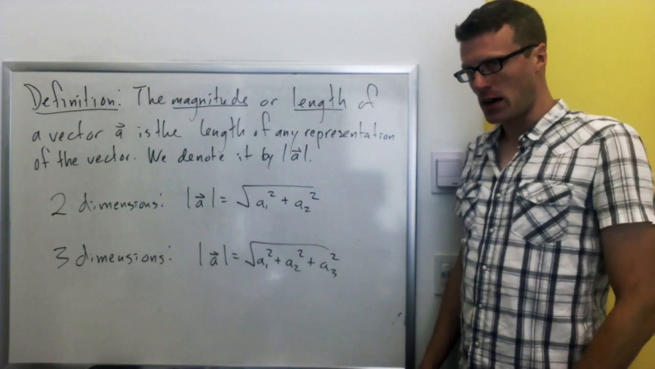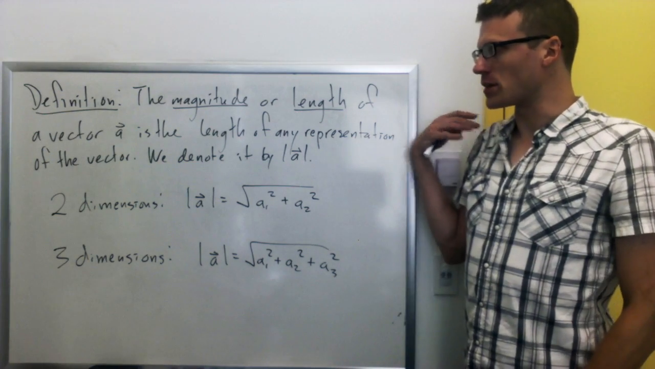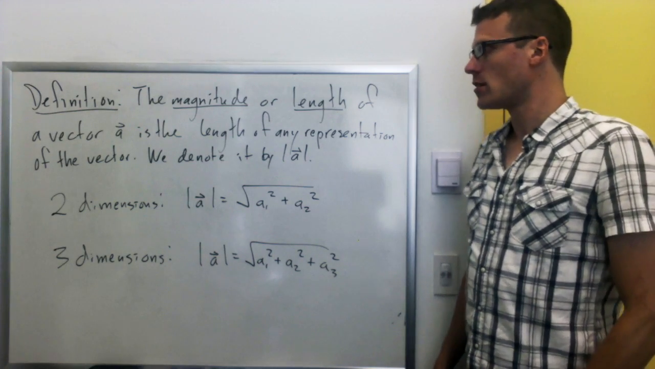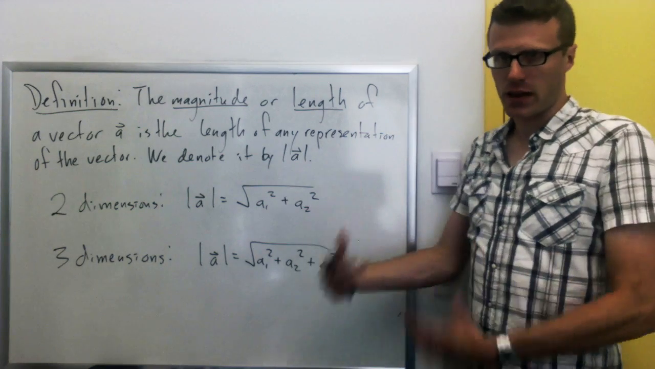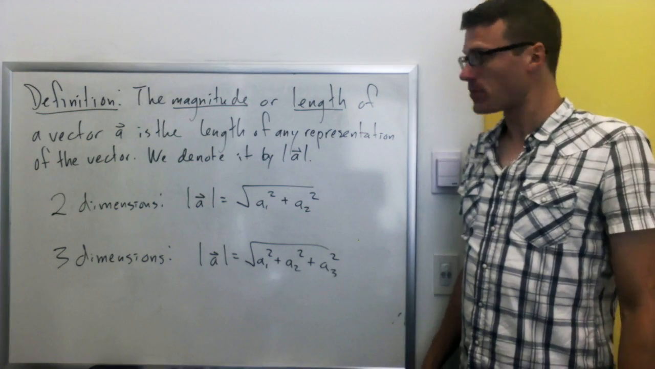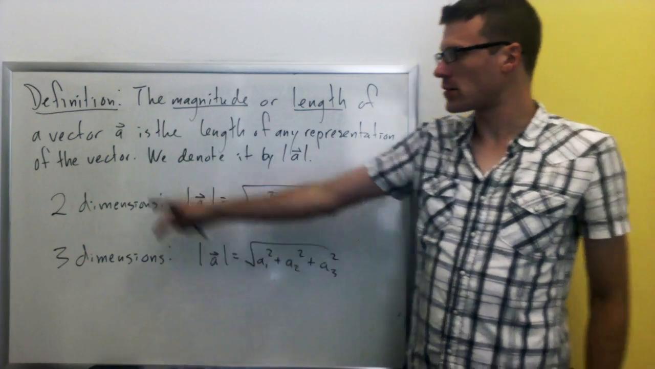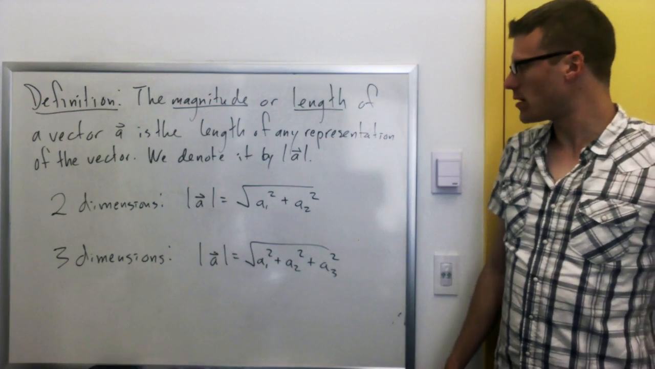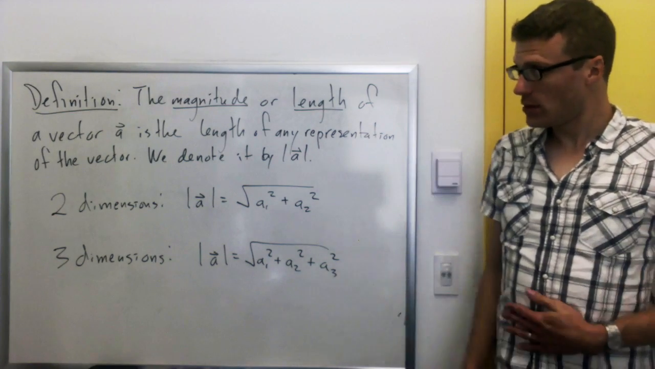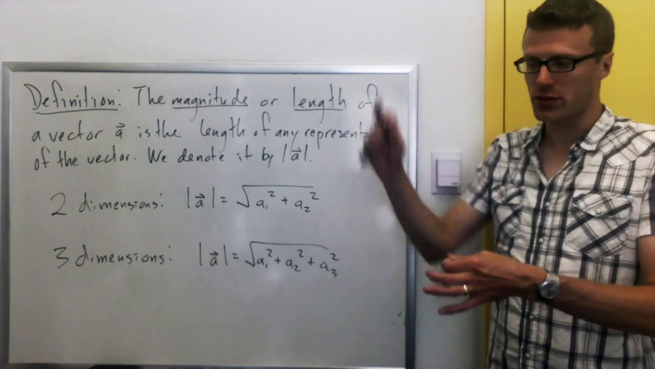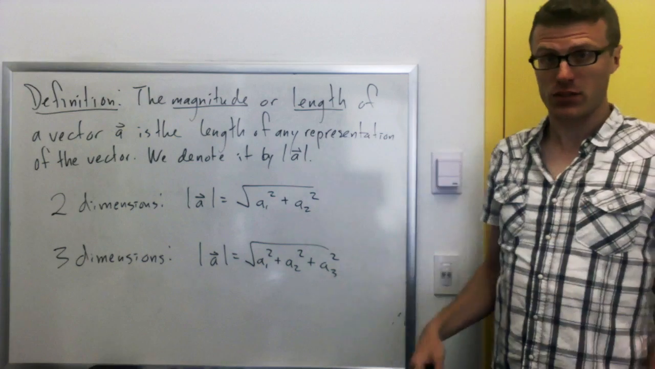I originally defined a vector as a quantity that has a magnitude and a direction, but I didn't really define what magnitude or direction mean. Well, now that we have a real coordinate-based way of talking about vectors, we can actually define what the magnitude is. So the magnitude or length of a vector A is really just the length of any representation of the vector. So take any representation, any initial and terminal point that gives you a particular vector, and just take its length.